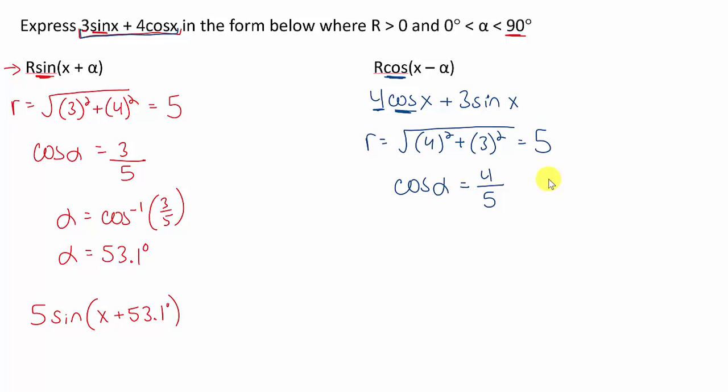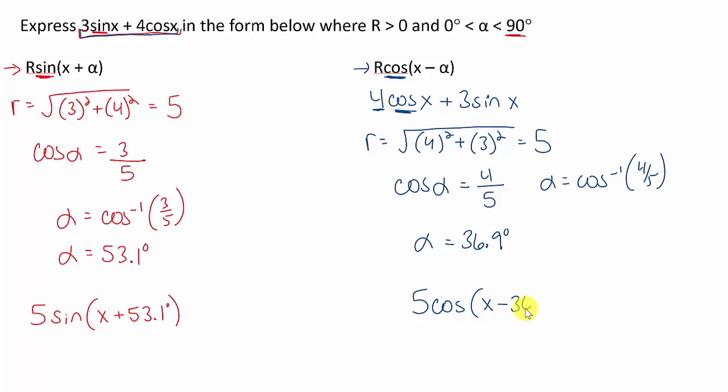And so again, I'm going to do alpha is equal to cosine inverse of 4/5. And so I'm going to get that alpha is equal to 36.9 degrees. And then when I write it in this form, I'm going to pay close attention to what sign I should have, which they've written for me, but I have to make sure to write that. And so I'm going to have 5 cosine of x minus 36.9 degrees. And so that's the difference between these two. They're not the same, and you have to be careful about what order they gave you the expression in, okay?